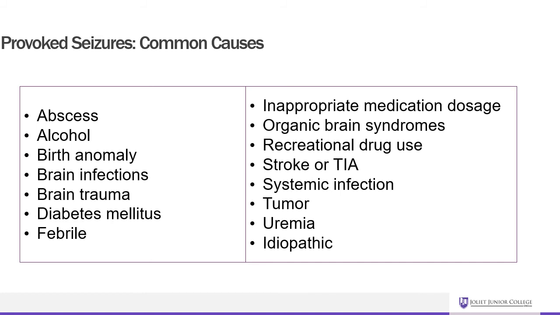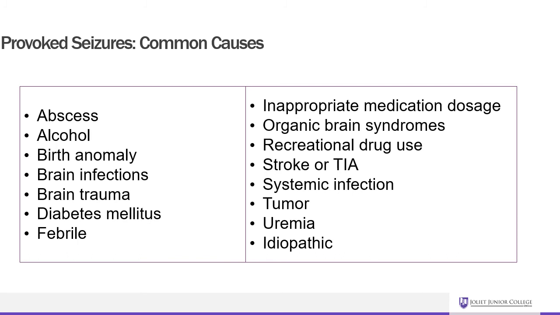We can see seizures in strokes or even in TIA, strokes that resolve within 24 hours. Septic patients, we see seizures in them. Tumors, particularly brain tumors, will see seizures. And uremia, patients that are having kidney failure, will see seizures in them. And then finally, kind of my favorite one, idiopathic. We don't know. They had a seizure.